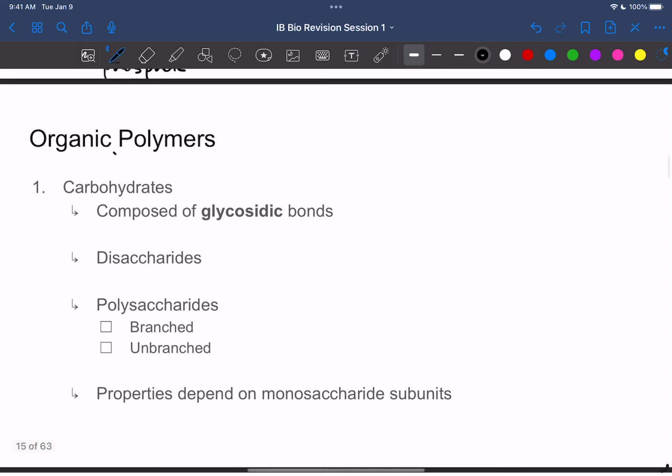Next, we're going to get into polymers, so more of the specifics of how these subunits arrange and become what they are in biomolecules. Starting with carbohydrates, these are composed of glycosidic bonds. And this means a bond between sugar units, kind of like this.